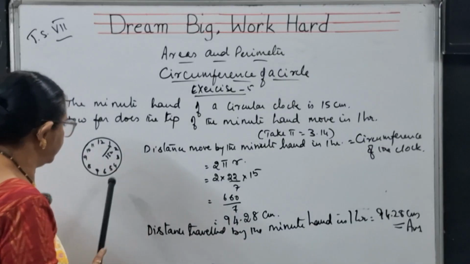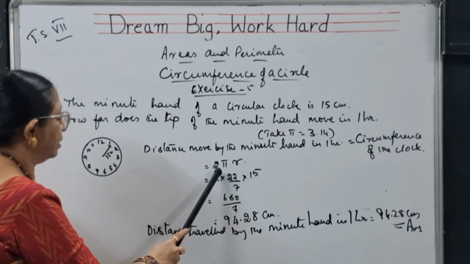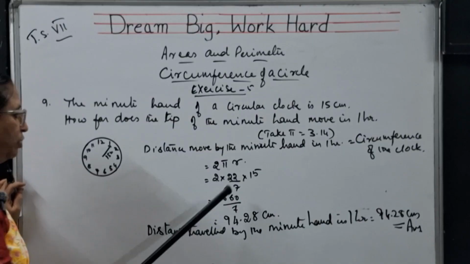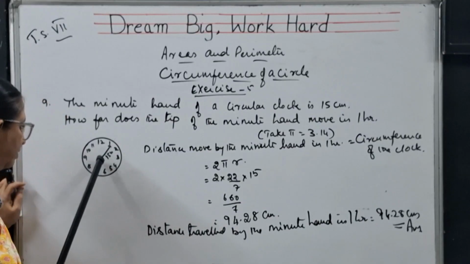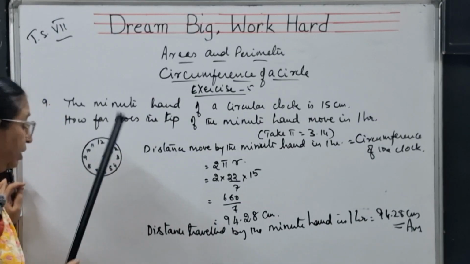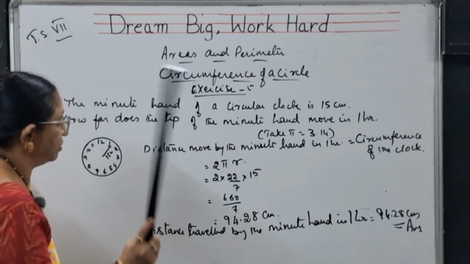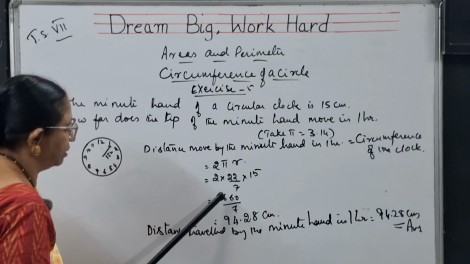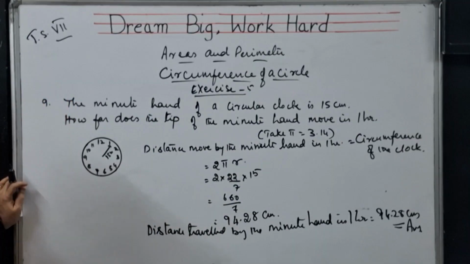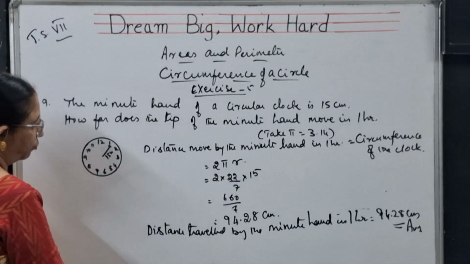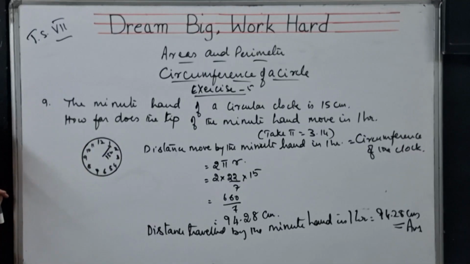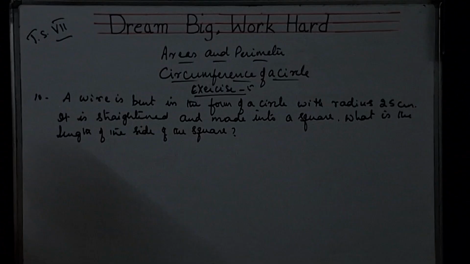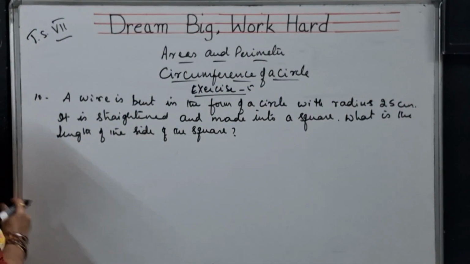The clock is circular, so circumference is 2 pi r. 2 into 22 by 7 into r, the radius. Radius is the length of the minute hand, that is 15 centimeters. If you calculate 660 by 7, you will get 94.28 centimeters, which is the distance covered by the minute hand in 1 hour. Please note it down.